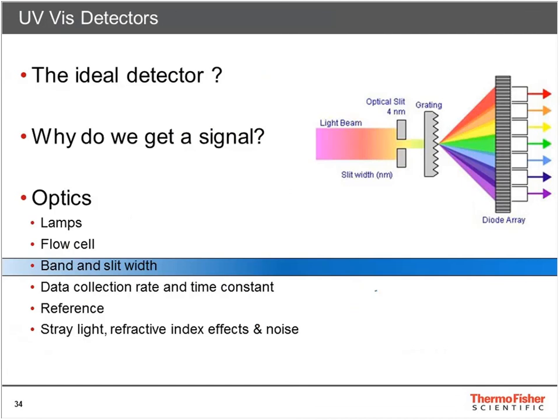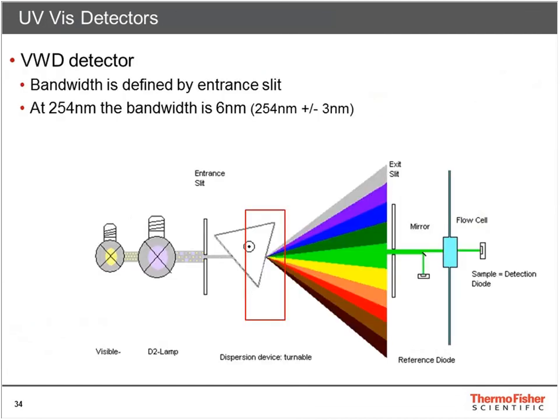Next topic is band and slit width. On a variable wavelength detector, the bandwidth is defined by the entrance slit. The optical resolution is defined by this, and you can't get better resolution than the slit width on any kind of optical detector. If you need better resolution, you must choose a more narrow slit.